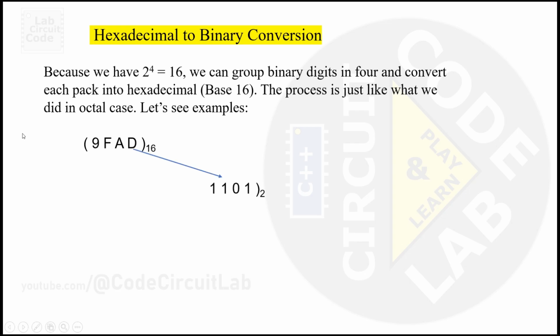The first one, D, makes 1101. The second one, A, is 1010. The third one, F, is 1111. And the last one, 9, is 1001. So 9FAD in hexadecimal is equal to 1001, 1111, 1010, 1101.